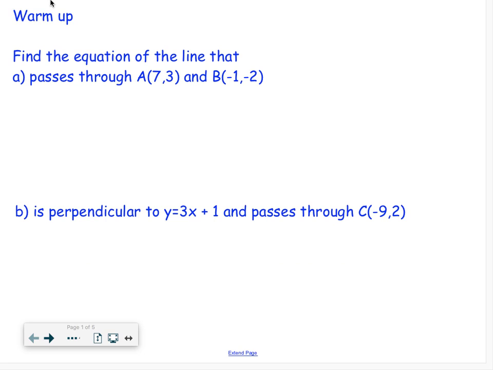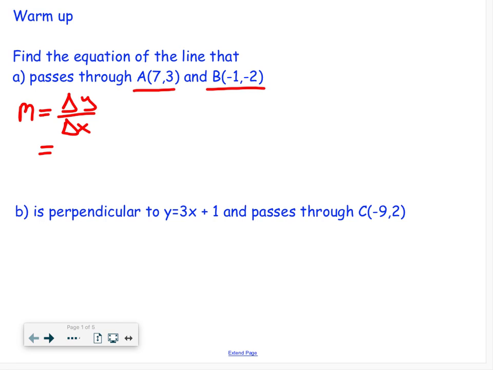Okay, so when we're looking at the warm-up here, this is just a basic question. Find the equation of the line that passes through these points. This is all going to lead into what we're doing later. So when we're doing this, first thing we need to do, use our 2 points, find the slope. So our slope here is going to be delta y over delta x.